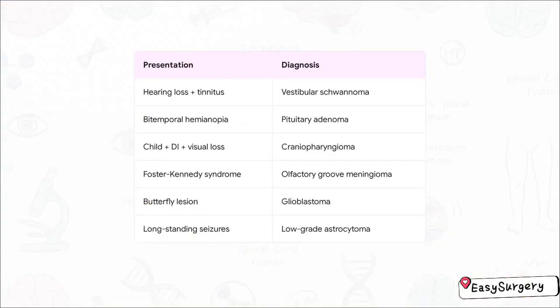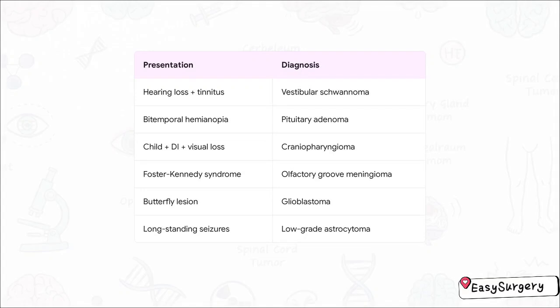Let's drill this. Presentation: hearing loss plus tinnitus. Diagnosis: vestibular schwannoma. Presentation: bitemporal hemianopia plus endocrine symptoms. Diagnosis: pituitary adenoma. Presentation: child plus DI plus visual loss. Diagnosis: craniopharyngioma. Presentation: anosmia plus Foster-Kennedy syndrome.